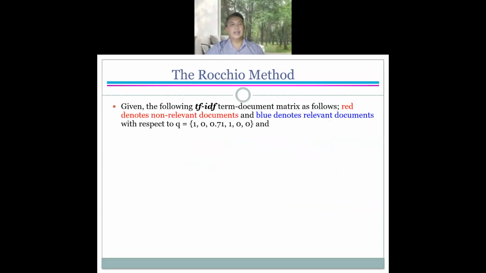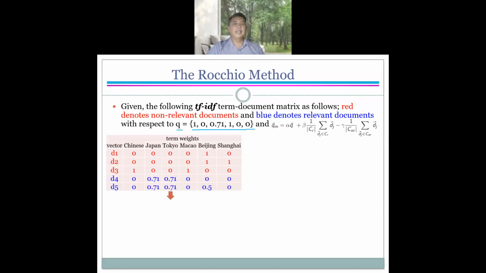Okay. So you know about TF-IDF. For each of the query and each of the document, they are represented by the weightage. In this case, we have the query with this weightage, and of course they have the term. The red one denotes the non-relevant document, and the blue one denotes the relevant document. So what we want to do is change the level of importance of the query so that it will move towards the relevant document.